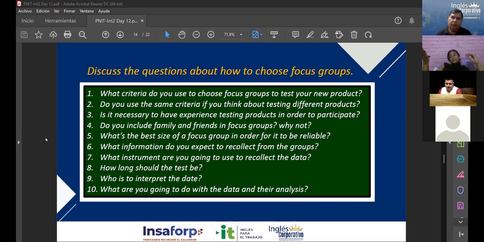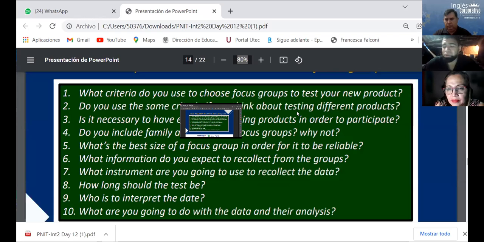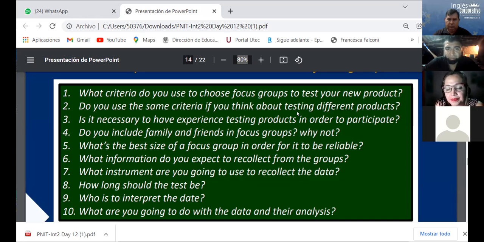Where they are living. The location. Yes, location. Information is available for any item. Number four: do you include family and friends? Or why not?